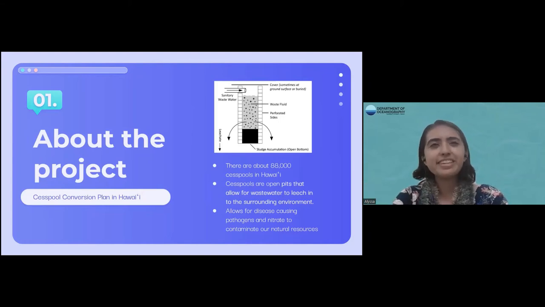And so if you're driving some places and you notice a funky smell, and you're like, oh, what is that? Or you could be swimming or fishing and wonder what that is. That's potential pollution from the cesspools. And the biggest problem with cesspools is that they allow pathogens or nitrates to contaminate our natural resources. And in Hawaii, they're very limited. So we want to do our best to take care of them.